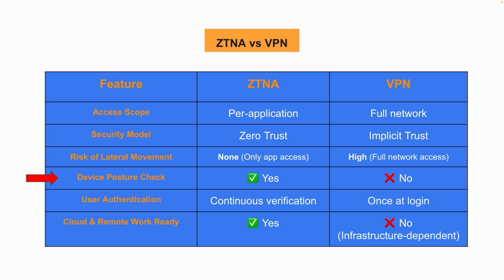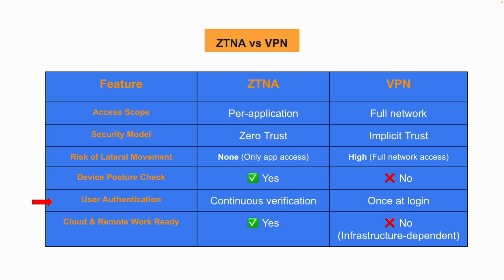Whereas VPN does not enforce device posture check. Once authorized, a device, regardless of its security posture, can access the entire network. This increases the risk of compromised or non-compliant devices gaining unauthorized access, posing a security threat.